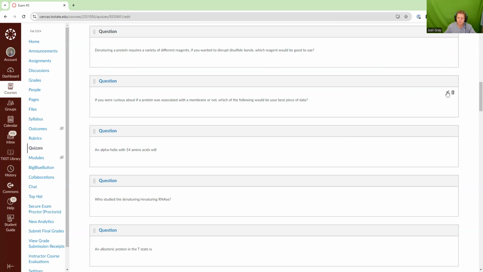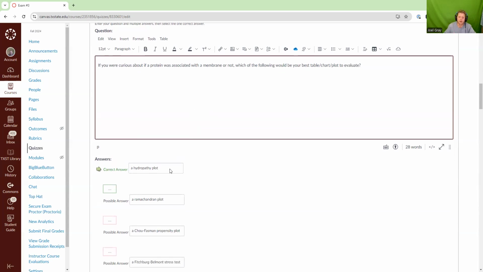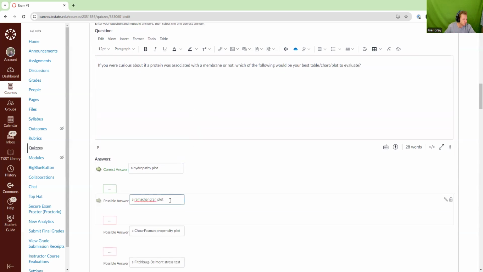Next up, if you were curious if a protein was associated with a membrane or not, which of the following would be your best piece of data? Or, I'm going to rephrase this, which would be your best table or chart or plot to evaluate? You have a hydropathy plot, a Ramachandran plot, a Chou-Fasman propensity plot, and a Fitchburg-Belmont stress test. I'm going to add plot there.